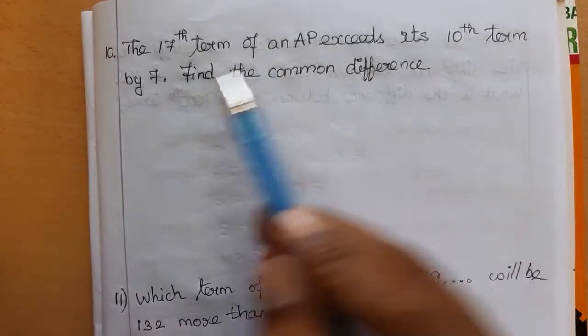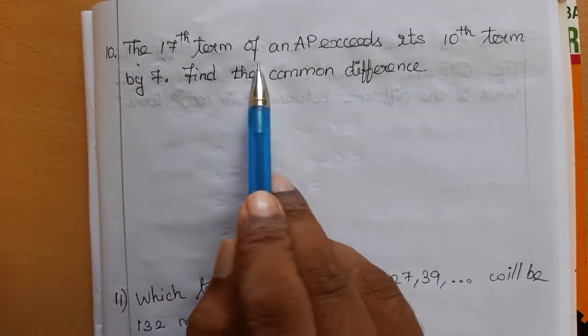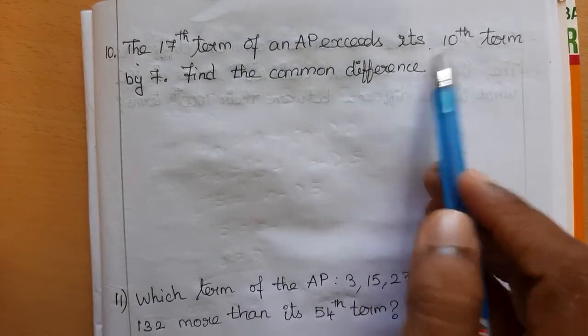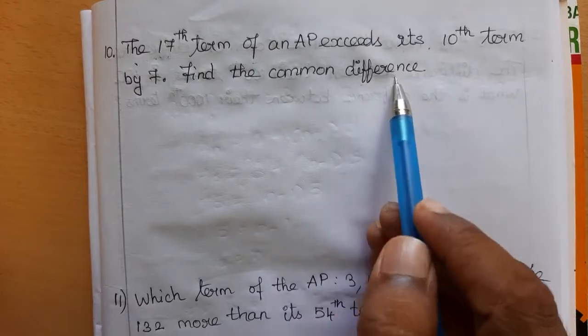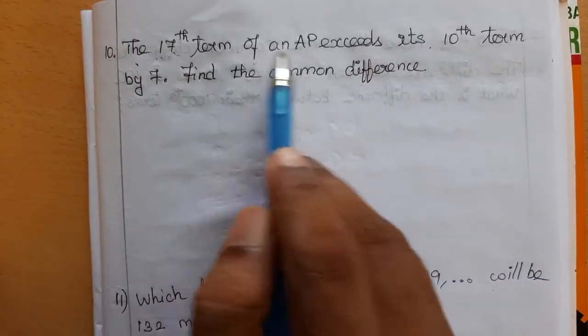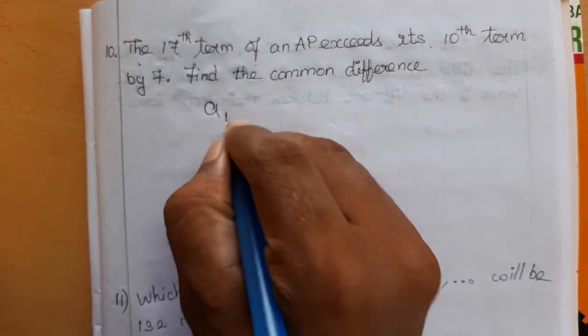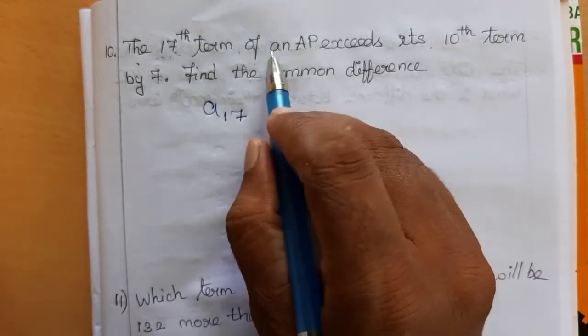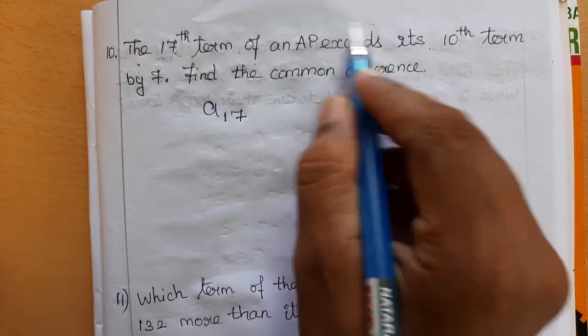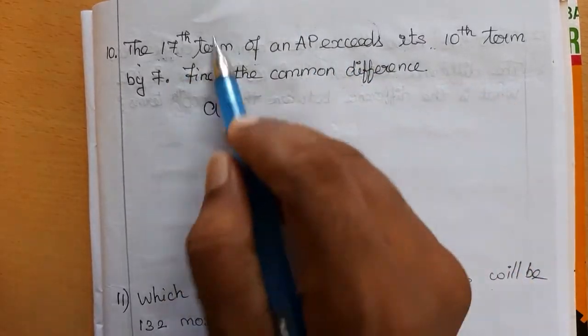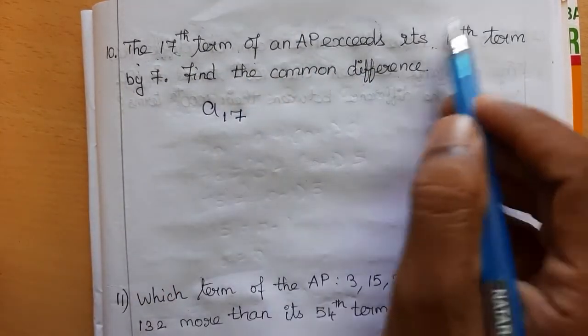Here we go for the next word problem. If the 17th term of an AP exceeds its 10th term by 7, find the common difference. We have to find the d. So given is the 17th term of an AP, which we represent as A17, exceeds its 10th term by 7. Exceeds means more than, right? So the 17th term is 7 more than the 10th term.